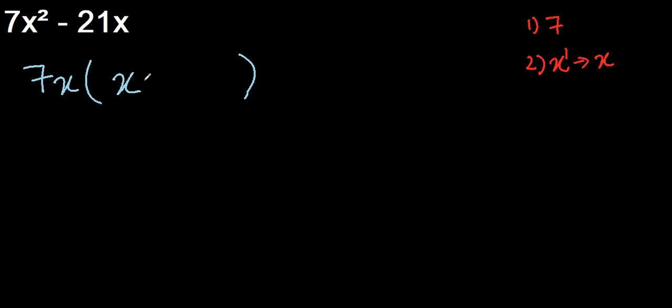Now we have to divide negative 21x by 7x. And we'll get negative 3. Negative 3 only. And 7x in parentheses x minus 3 is our answer.